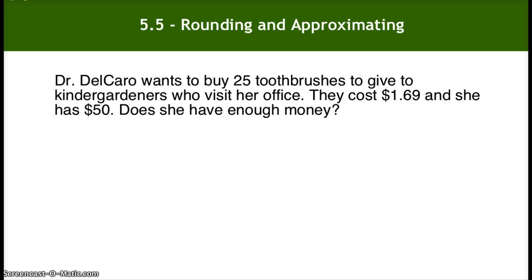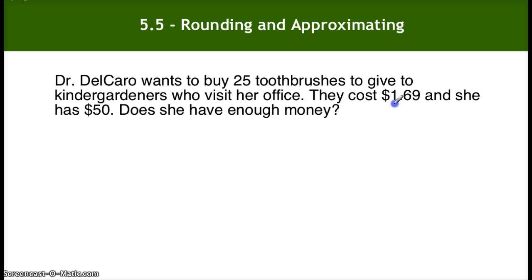All right, one more example. Dr. Del Caro wants to buy 25 toothbrushes to give to kindergartners who visit her office. They cost $1.69. She has $50. Does she have enough money? So again, problem-solving steps. Dr. Del Caro wants to buy toothbrushes to give to kindergartners. They cost between $1 and $2. Now I have to think, is this closer to $1 or is this closer to $2? Because remember, we're not doing the exact math. We're doing rounding and approximating.